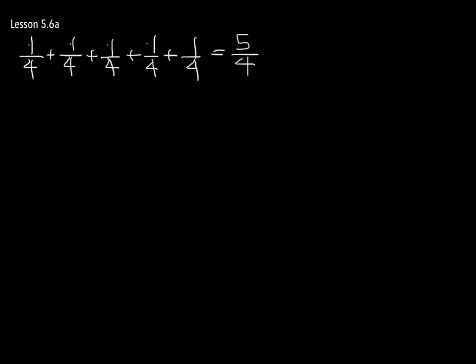As we turn our attention to lesson 5.6, we're talking about improper fractions and mixed numbers. Let's look at this one way. If I have 1/4, I'm going to add it to 1/4 plus 1/4 plus 1/4 plus 1/4. If I add that all together, I'm going to get 1, 2, 3, 4, 5, and my language is quarters, so 5/4. This, ladies and gentlemen, is an improper fraction.